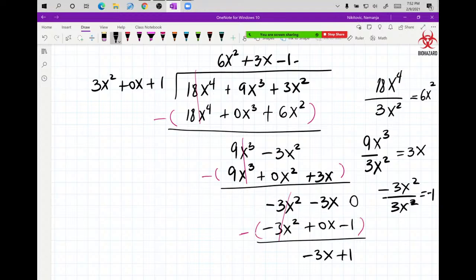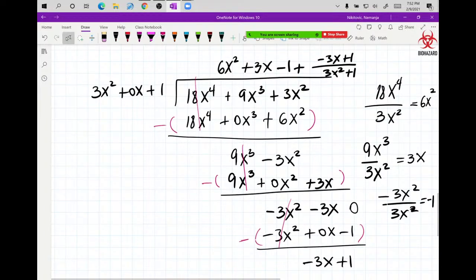So we would say plus, and then you have your negative 3x plus 1 divided by 3x squared plus 1. You don't have to include that 0x in the answer. And there's the answer. So it's going to take some time to practice this, but it's doable.